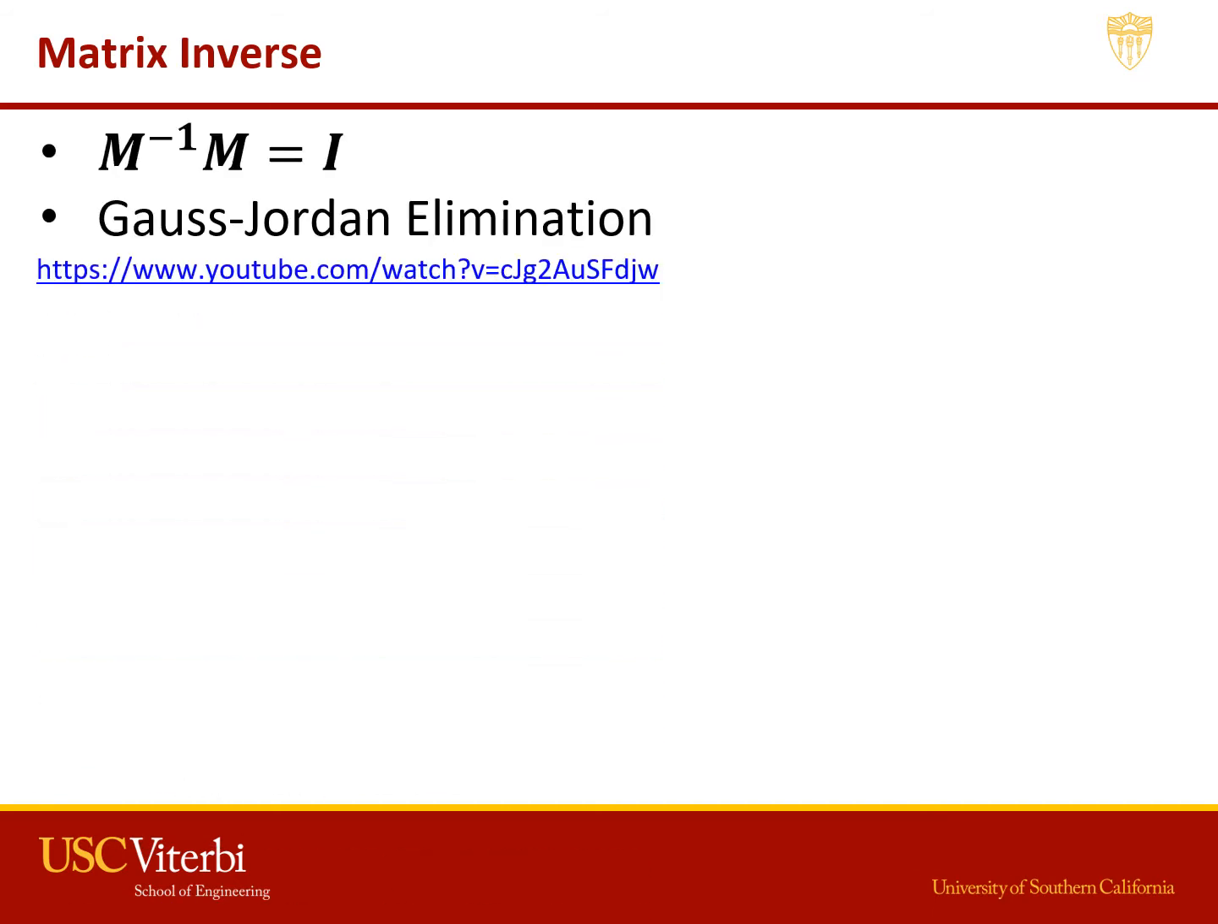So matrix inverse, what does that mean? Review: the matrix inverse is the matrix that, when multiplied by the original matrix, gives you back the identity matrix. Now, when you learned about matrices in math class, they probably taught you Gauss-Jordan elimination. And here's a YouTube video. You can check that out if you want to review how that worked.